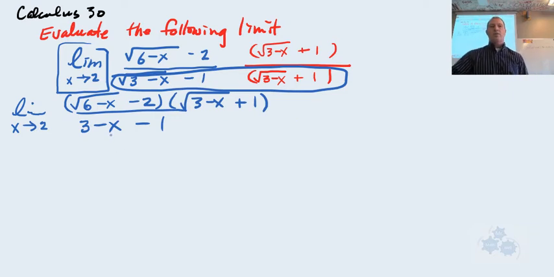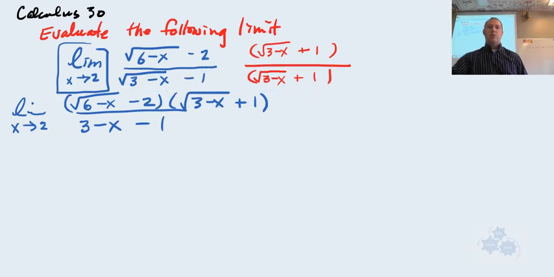So does this solve our problem? Now, if you insert 2 into here, do you still get a 0 on the bottom or something different? Well, 3 minus 2 minus 1, that's still a 0. So we still have an issue here, don't we? So what we're going to need to do is go a step further. We need to do another sort of rationalization. And I'm going to take you back to this step here just to show you what we're going to do.